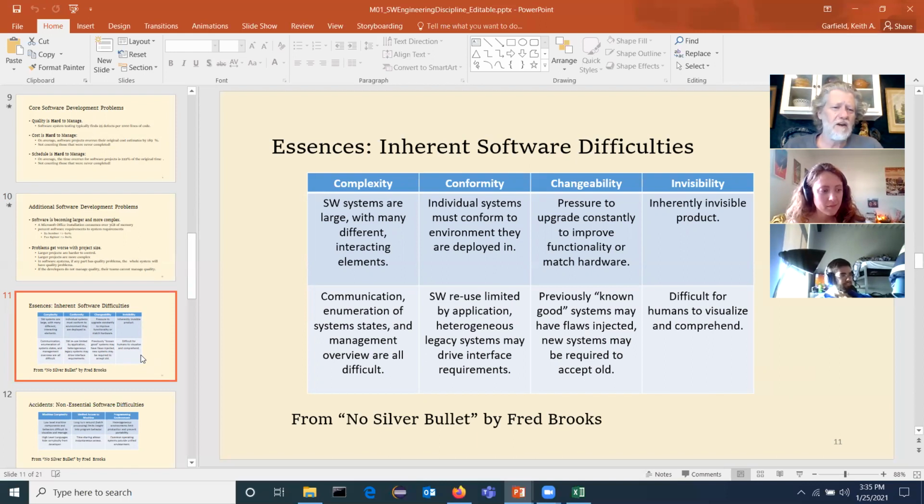Fred Brooks, this is, I forget the date of this book, we could look it up, identified some inherent software difficulties, which he called essences. And I like this chart. I really like this: complexity, conformity, changeability, and invisibility. And the first, complexity, we already talked about. Not only are software systems large, but they're going to interact with other software systems that are large. Invisibility, we've talked about before in CS225.